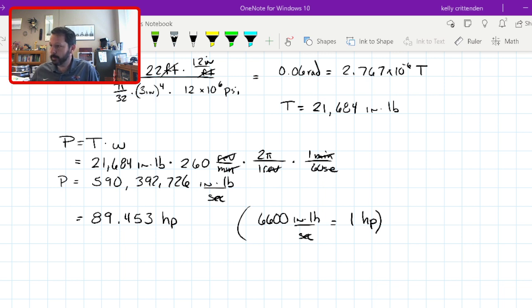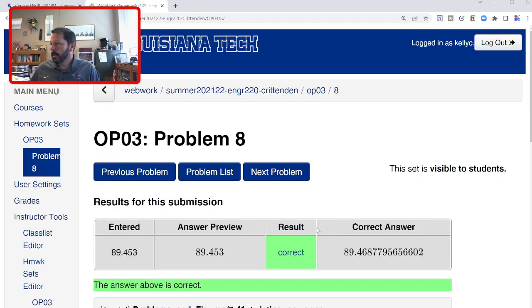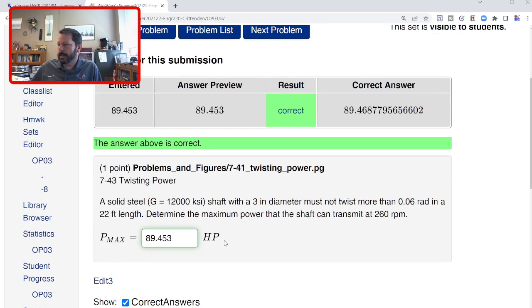89.53 horsepower. Oh, let's go over there so you can see it. And that's right. Well, we were off a little bit, 469, 453, but WebWork was even happy with that. So this is probably one of the ones that's a little bit of a danger using MathCAD, and it's probably something to do with the radians.